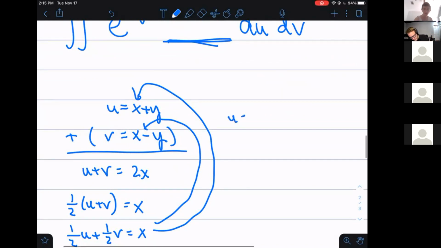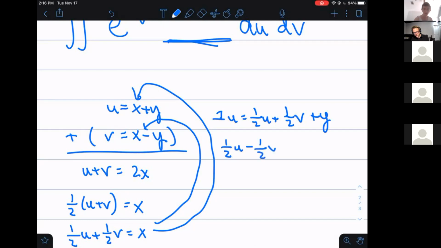So this is going to be u is equal to half u plus half v, that's my x, plus y. And if I wanted to solve this for y, well, 1u minus a half of a u is going to be still half of a u. And then when I subtract away the v stuff, I get negative half v, and this is equal to y. So we can just substitute that back in order to solve for y.